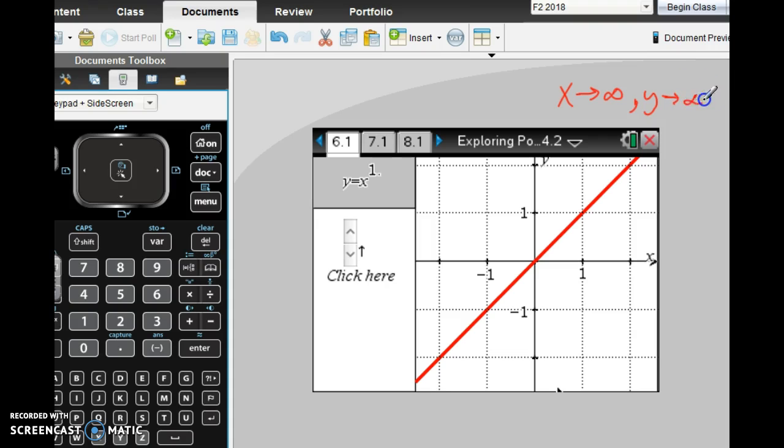y is certainly approaching infinity if x is approaching infinity. So off to the right here, as x is getting bigger, y is getting bigger. And the reverse is true over here. Sorry, maybe I should say it this way. X approaches negative infinity. As x gets smaller, what's happening to the y value? It's also getting smaller. So y is also approaching negative infinity.